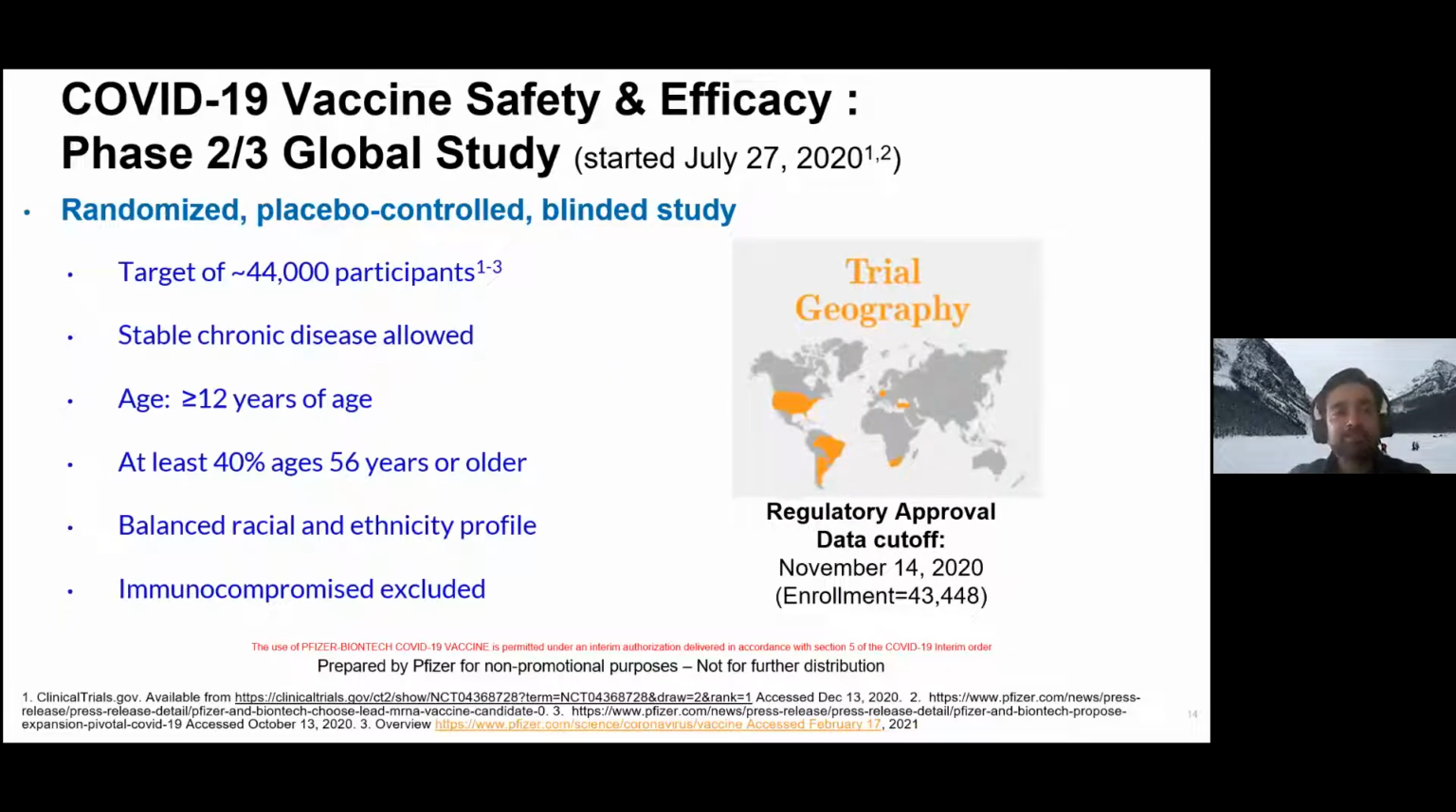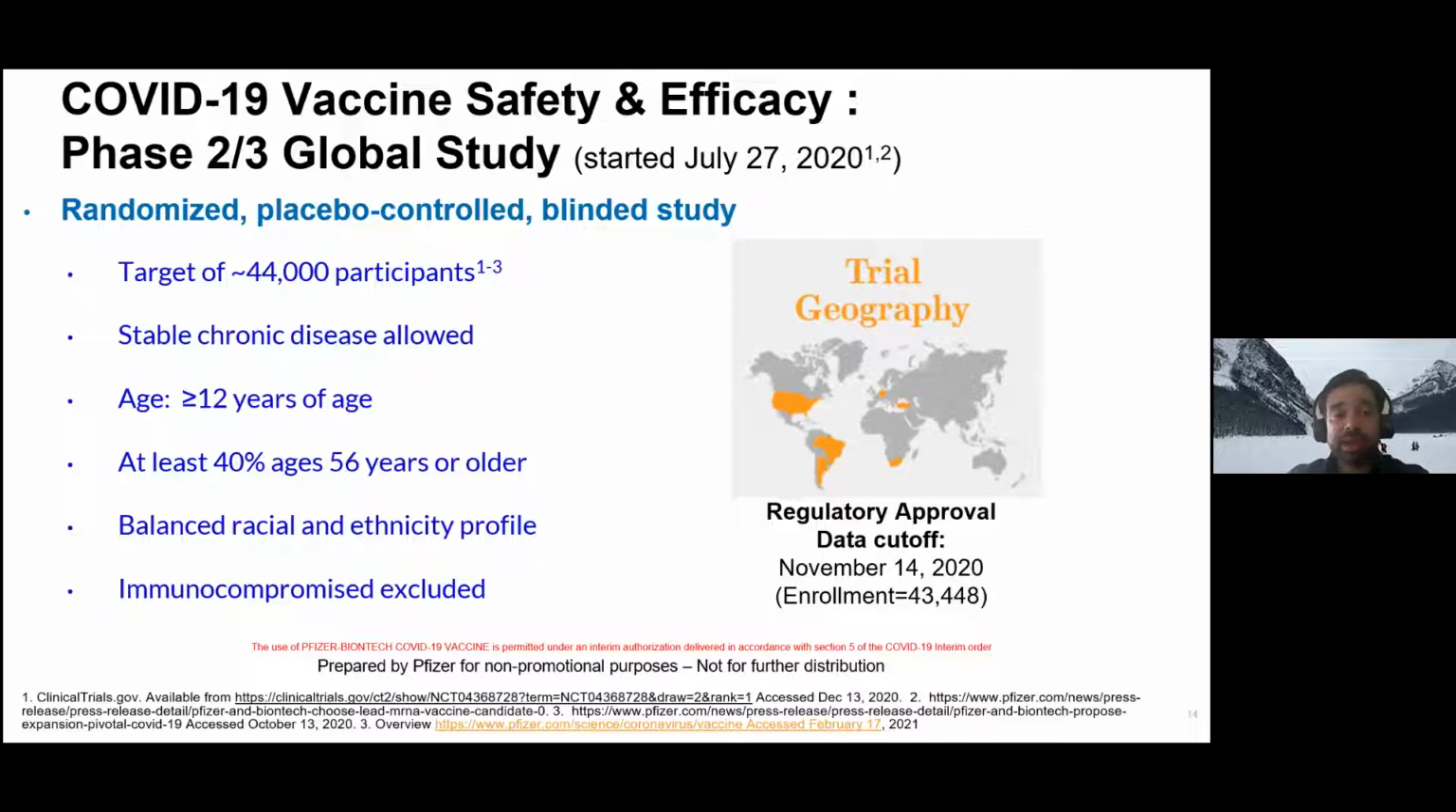So in the interest of time, I'm just gonna get into the phase 2-3 part of this study. This was a randomized, placebo-controlled, blinded study. This started in July 27, 2020, and the target was 44,000 participants. So huge number of participants in this study. As of January 2021, we've already recruited more than 46,000 participants. Mind you, this trial is still ongoing.